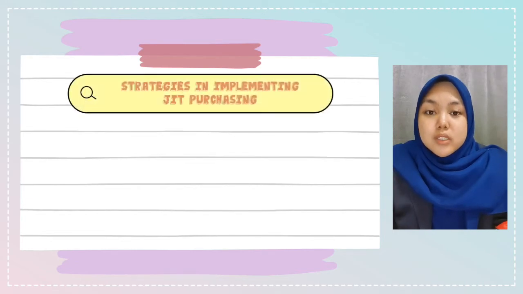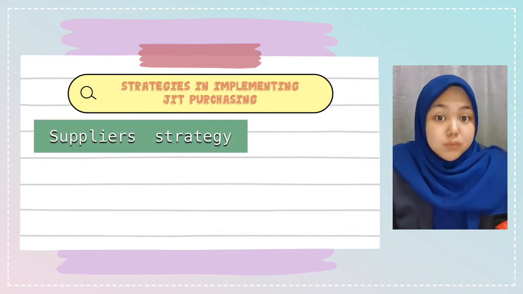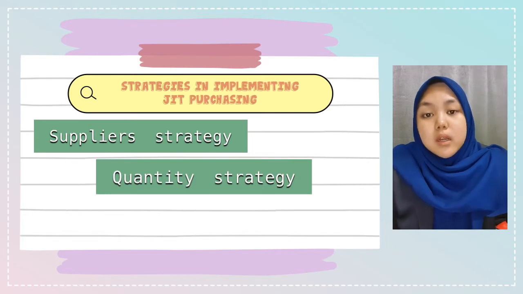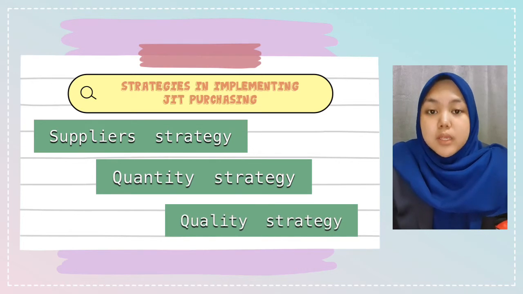Next are the strategies to implement JIT purchasing. The first one is supplier strategy, by reducing the number of suppliers to a few and developing a long-term contract with the suppliers. Next is quantity strategy, by encouraging the supplier to produce in small lots and purchasing small lot sizes with frequent delivery. The last one is quality strategy, by encouraging the supplier to use quality check techniques like process control charts or statistical quality control.